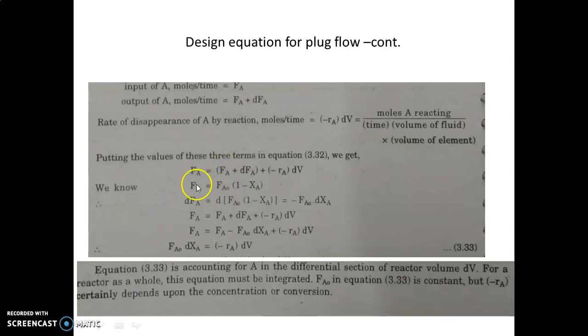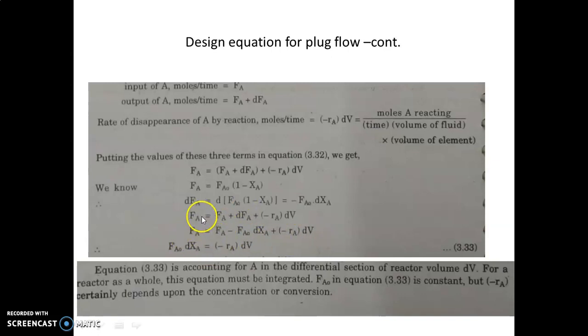We know that Fa is equal to Fa0 into 1 minus Xa. So we have to differentiate this equation. So dFa is equal to minus Fa0 into dXa. We differentiate this equation because we have to put the value of dFa in the original equation. So we put the value of dFa from here, that is minus Fa0 into dXa, and then we get this equation.